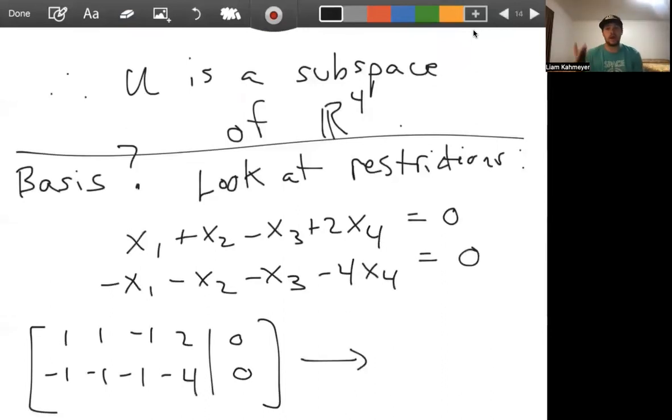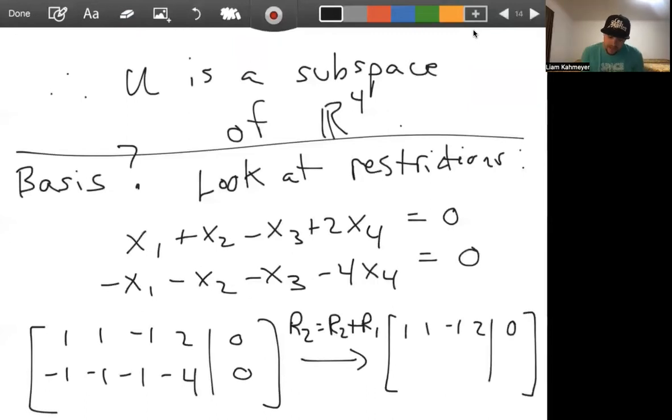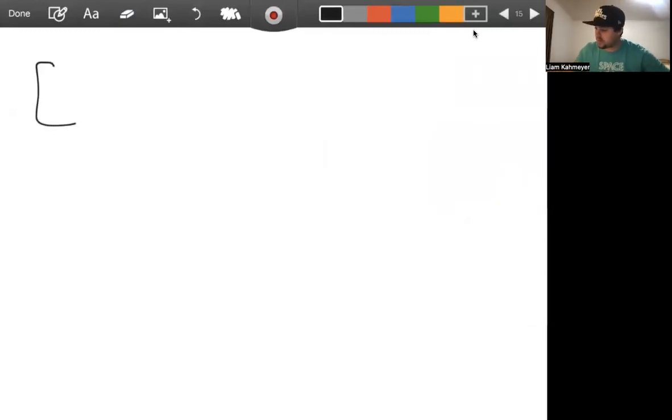Now we're trying to solve the system of equations. So let's take row 2 equals row 2 plus row 1. What does that get us? 1, 1, negative 1, 2, 0. And then we have negative 1 plus 1 is 0. Negative 1 plus 1 is 0. Negative 1 plus negative 1 is negative 2. Negative 4 plus 2 is negative 2. And 0 plus 0 is 0. We can divide row 2 through by negative 2, and we will get the following. Let's see, where am I? We should get 1, 1. Did I mess a sign up there?